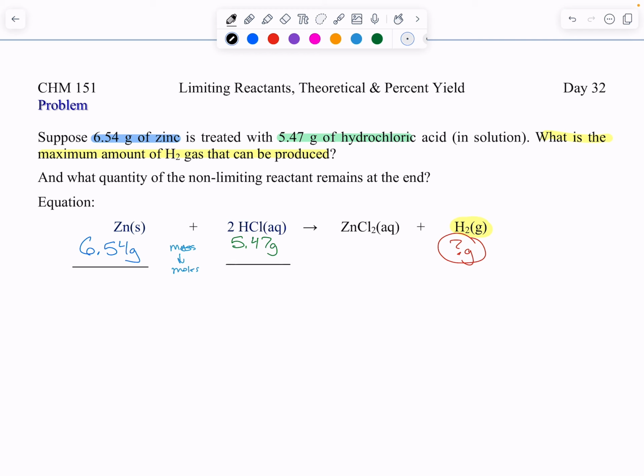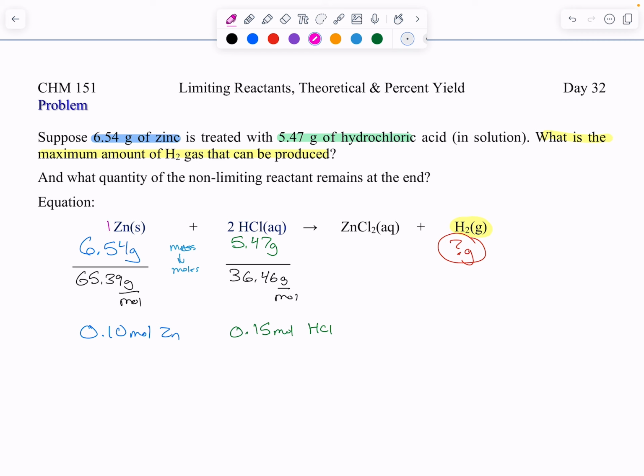The molar mass of zinc on the periodic table is 65.39 grams per mole. Hydrogen is 1.01. Chlorine is 35.45. So that's 36.46 grams per mole. And so if we do this, I get 0.1 moles of zinc. And we get 0.15 moles of HCl.